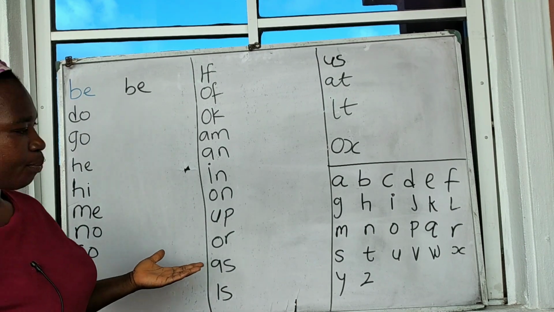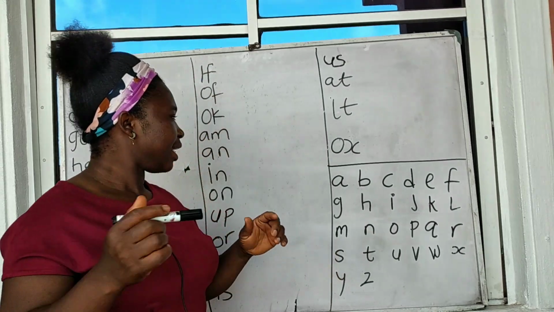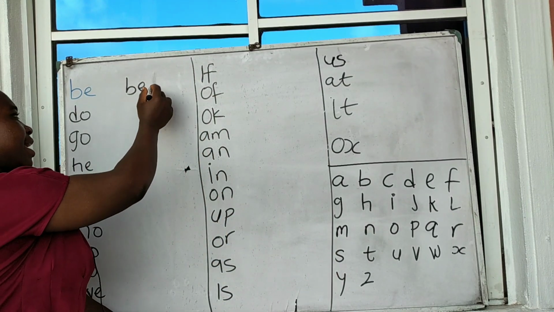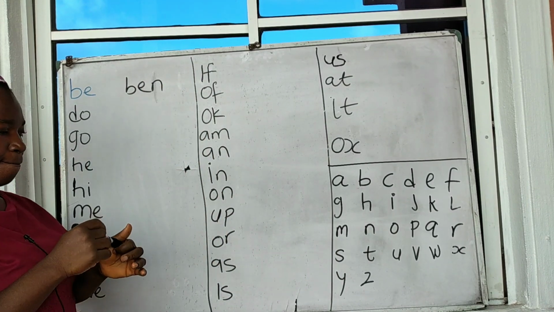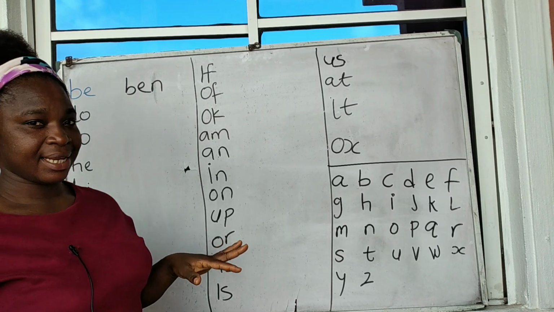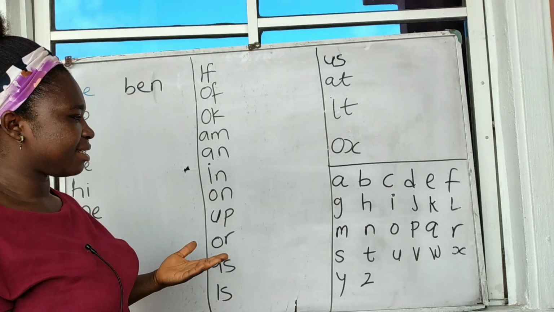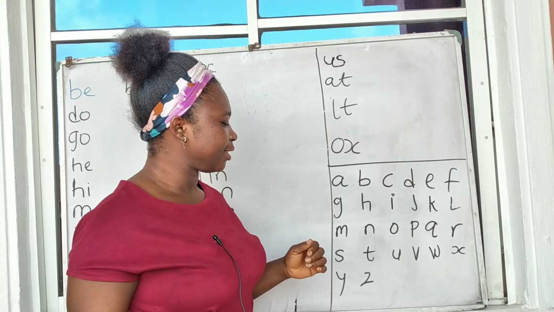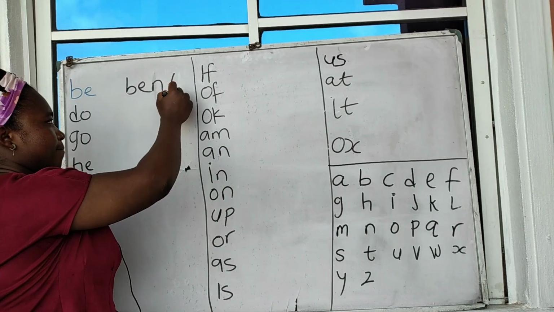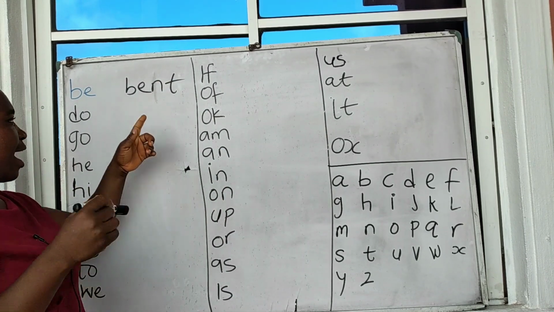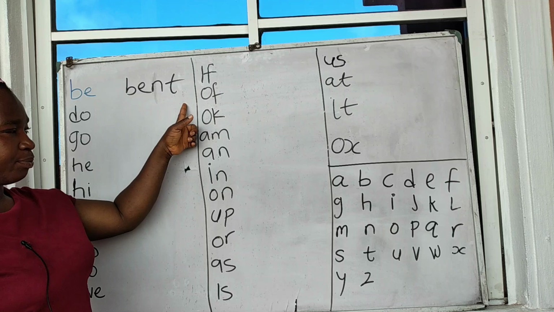So I choose to pick maybe N. If I choose N and add it here, I'm going to have Ben. And if I decide to choose the letter T, I'm going to have bent, okay? So we have from B-E to bent, okay?